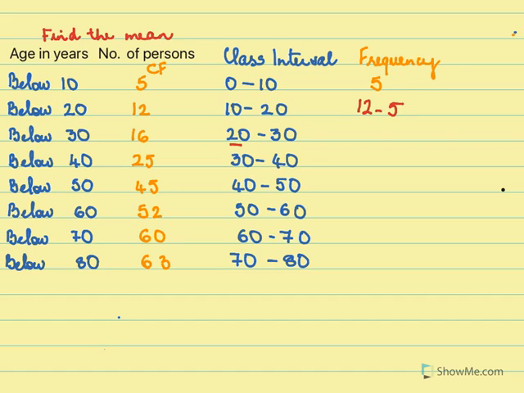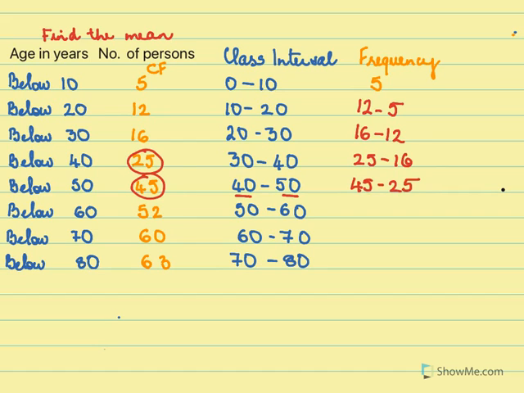Next, to find between 20 and 30, you'll have to subtract the frequencies of 20 and 30. That is 16 minus 12. Next, to find between 30 and 40, we need to subtract the frequencies of 30 and 40. So here is 30 and 40. So you subtract 25 minus 16. Next, to find between 40 and 50, we need to subtract the frequencies of 40 and 50. So here you have 25 and 45. So you do 45 minus 25.